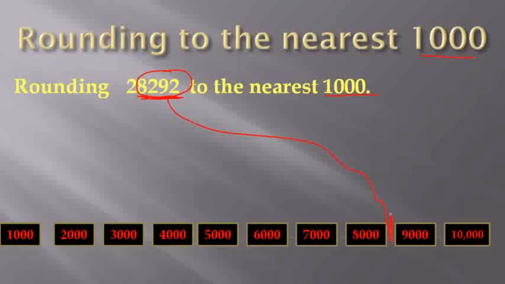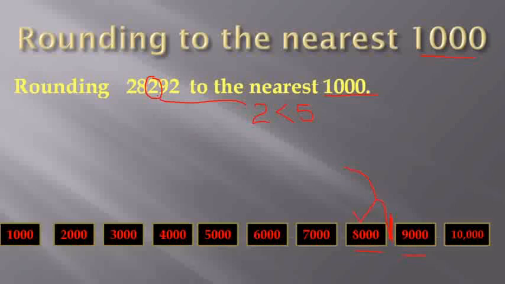Now whether to choose 9000 or 8000, we will check the digit written at 100 place. The 100 place digit is 2. 2 is at unit place, 9 is at tens place, 2 is at 100 place here. So this 2 is less than 5. Okay, so we will round down this number.